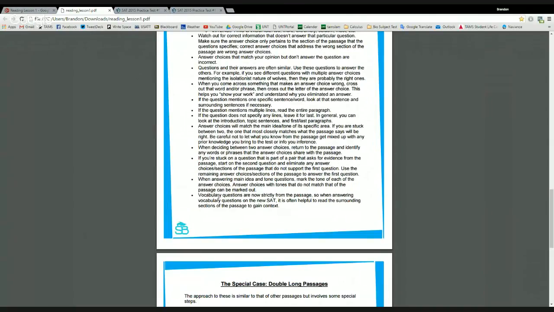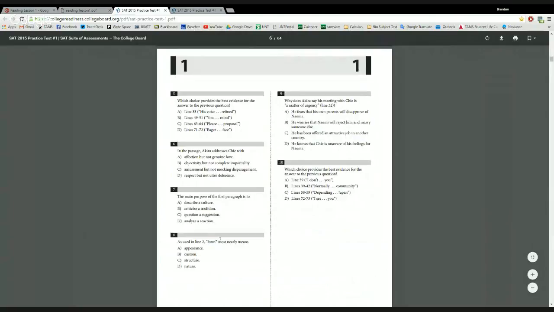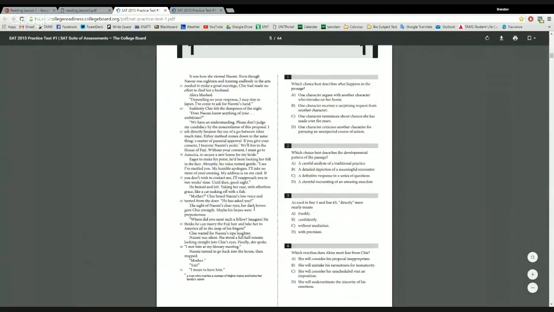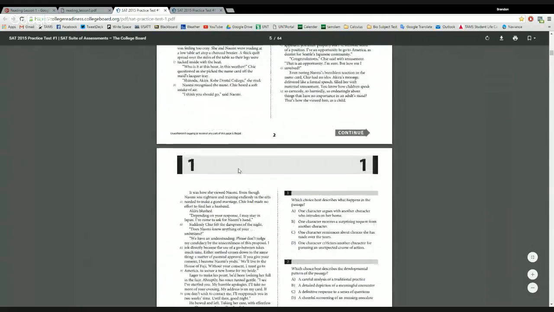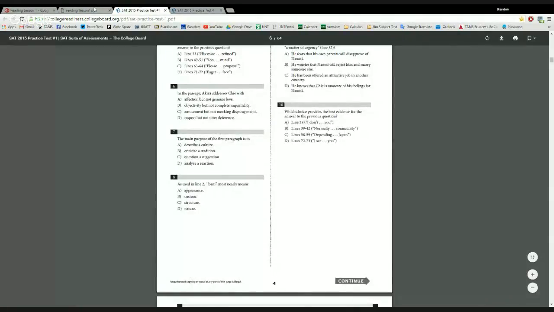Vocab questions are not strictly based on the passage, so when answering a vocab question on the new SAT, it's often helpful to read the surrounding sections of the passage to gain context. So, another example would be "form." Here, that's asking for vocab in context. So you want to read areas around it to get the general context, and hopefully you can get the answer choice off that.